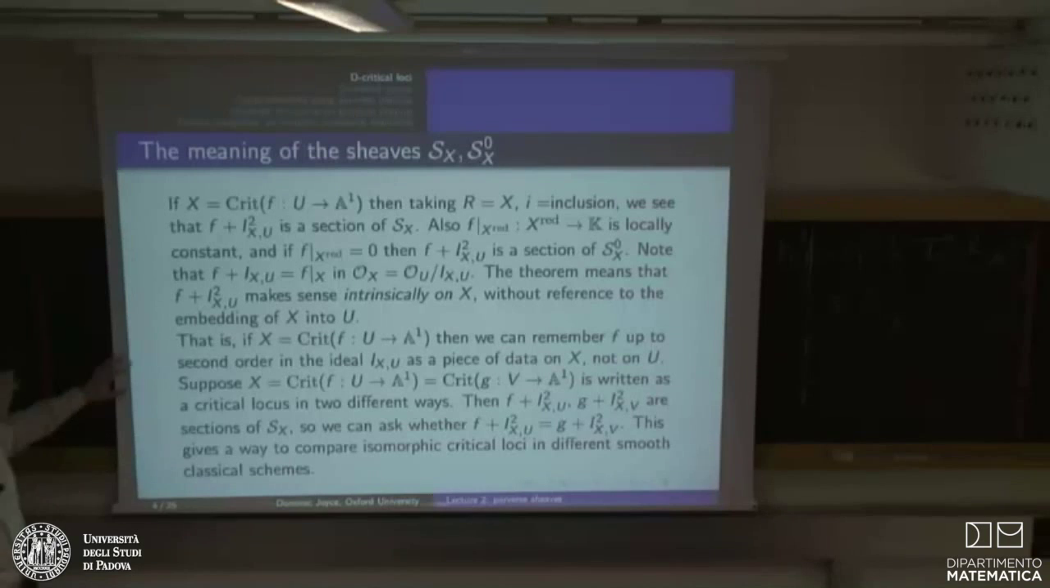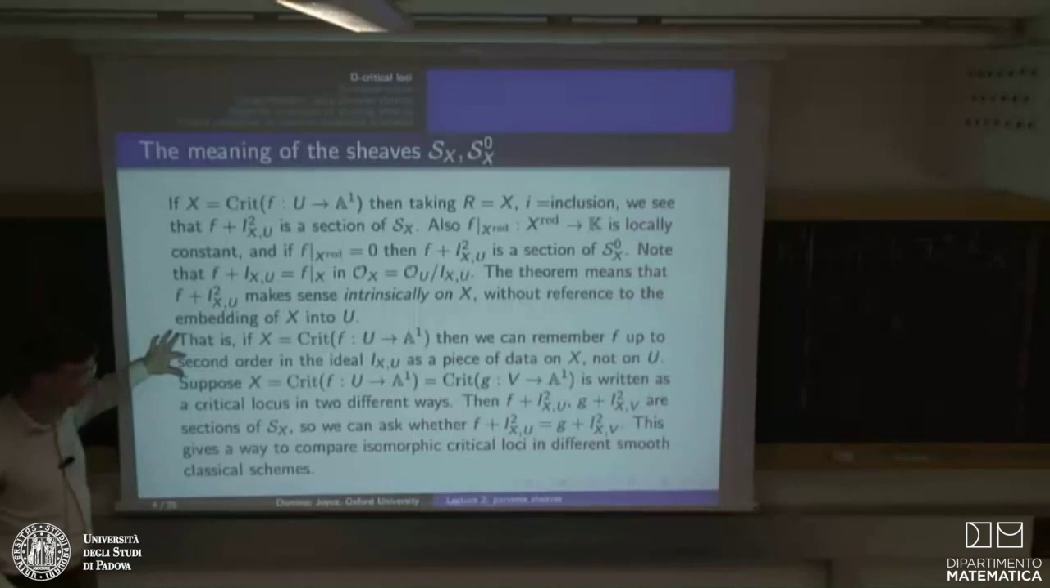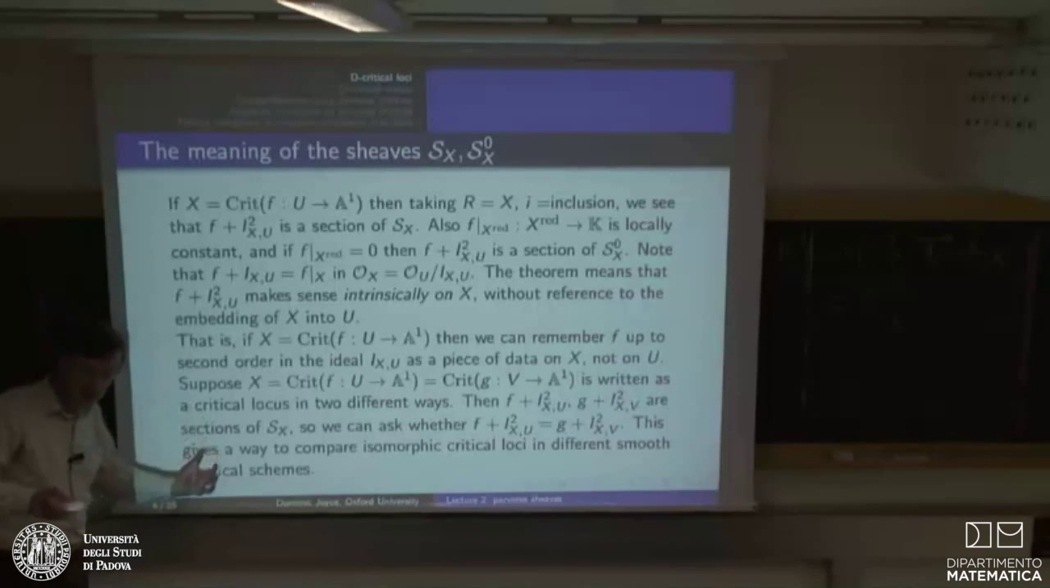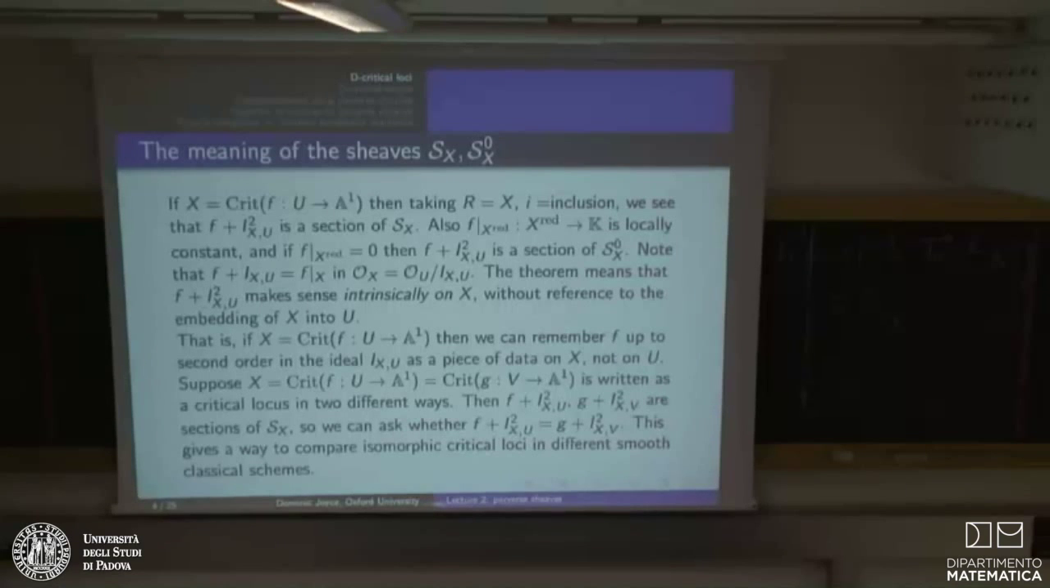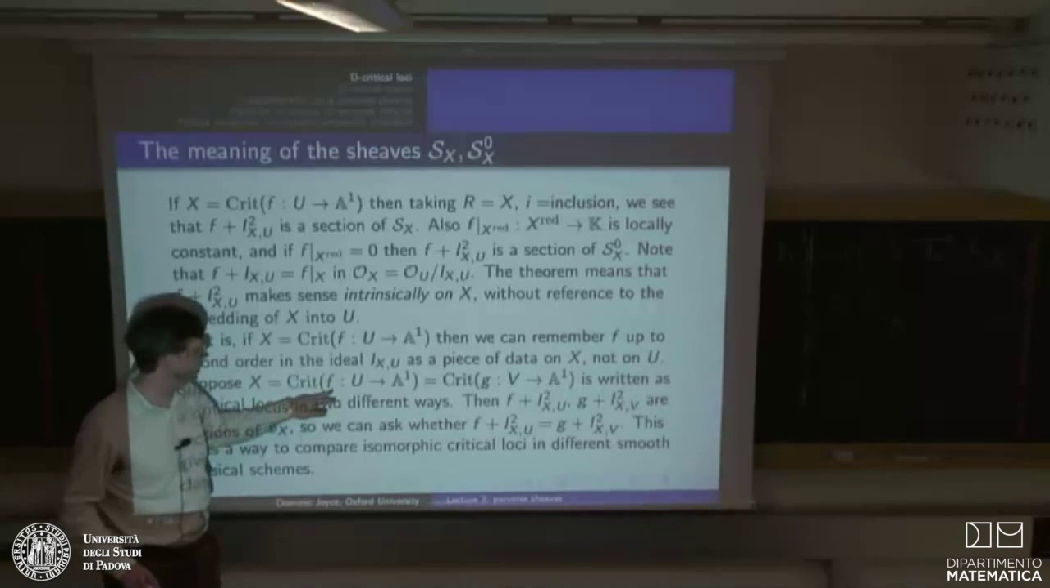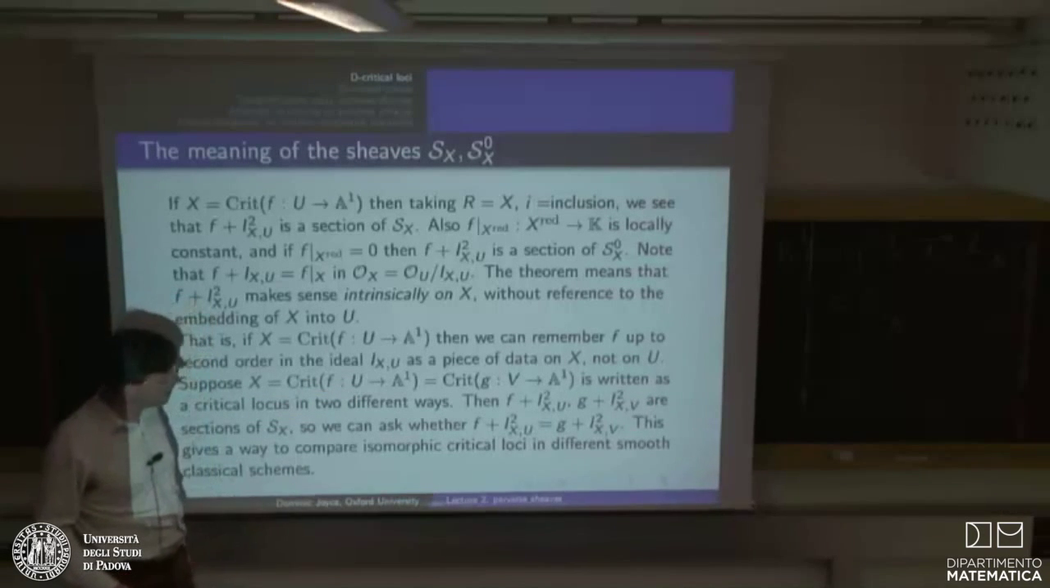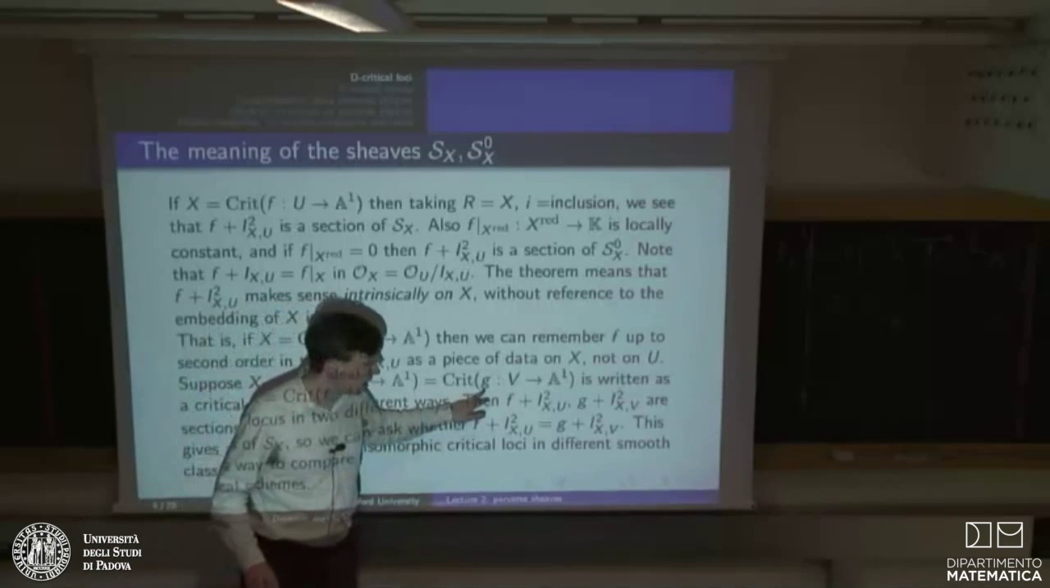Yes. So sections of the sheaf are kind of pieces of data. So that section is not an intrinsic thing for X, but it's something that makes sense. That's right. Yes. It's an extra piece of data on X, and that piece of data on X doesn't require an ambient scheme U. Okay. So we can use this to compare different ways of writing our scheme X as a critical locus. So let's suppose we know that X can be written as a critical locus of a function f on a smooth scheme U, and also as a critical locus of a function g on another smooth scheme V.